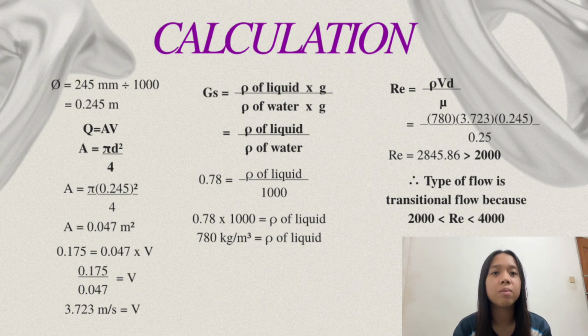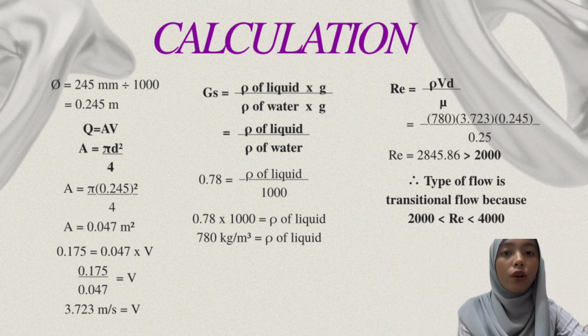The formula for area that will be used is pi d square over 4, or another formula that can be used is pi r square. Substitute the value of diameter, which is 0.245, into the formula, and we'll get 0.047 meter square for the area.